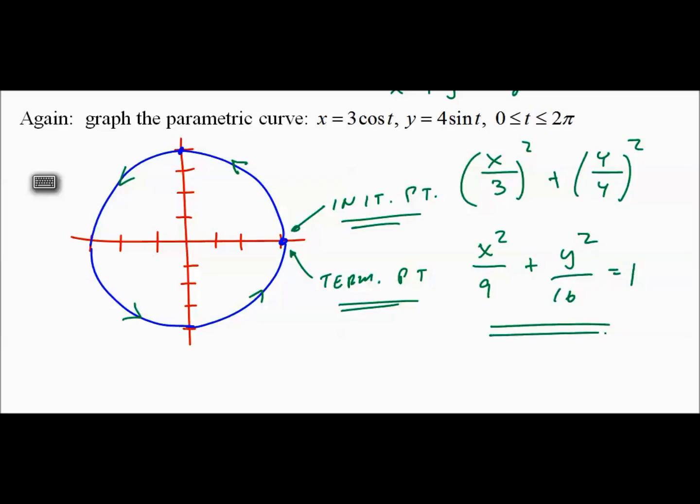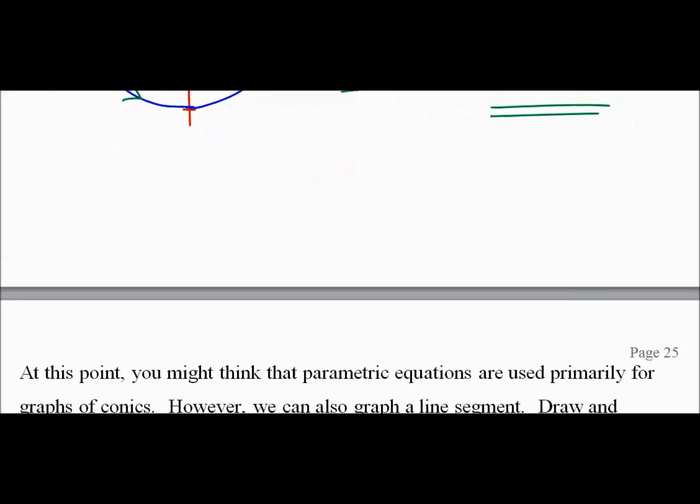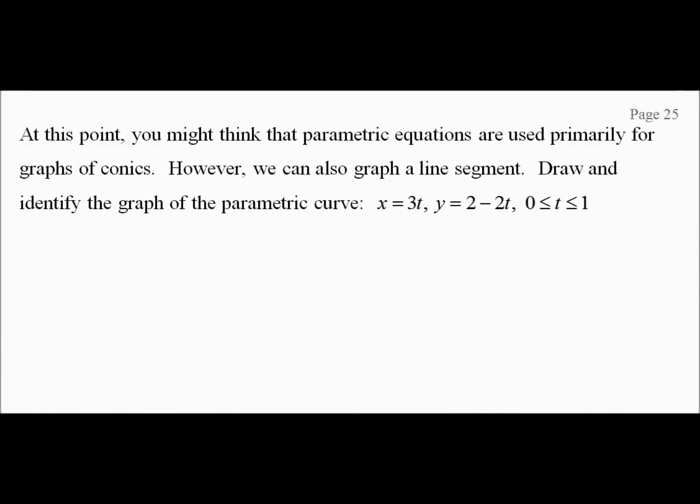It's an ellipse. So we can use parametric equations to define circles in an easier way, because if we take derivatives and integrals, something we're going to do a lot in calculus, of x squared plus y squared, it gets a little tricky. Lots of different ways to do things though. So you might at this point be like, oh, so parametric equations are just for curved graphs of conics, parabolas, circles, ellipses. No, you can do it for a regular line segment.